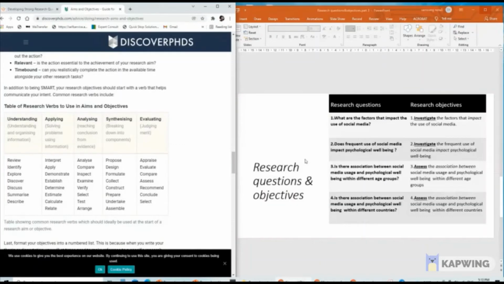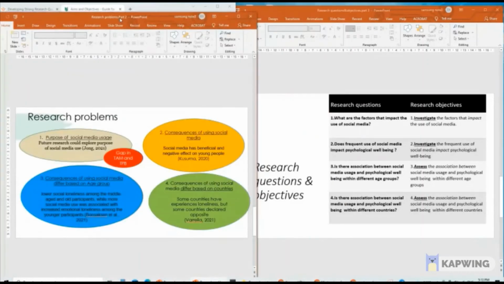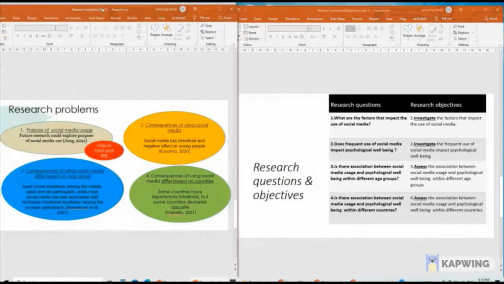Okay, shall we look at this research question and research objective? If you refer to my previous video, part 1 and part 2, where I explained the research problem, you can look at here clearly, based on each research problem, how each research question and research objective has been developed.